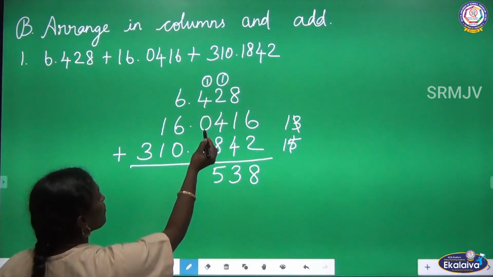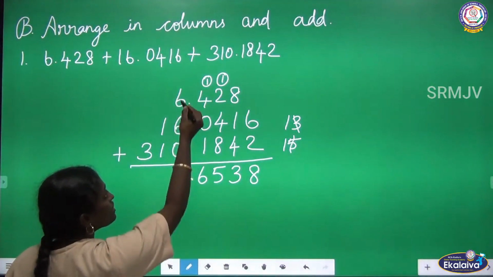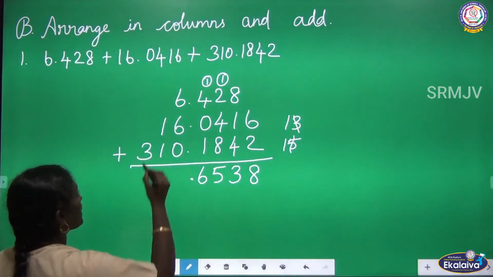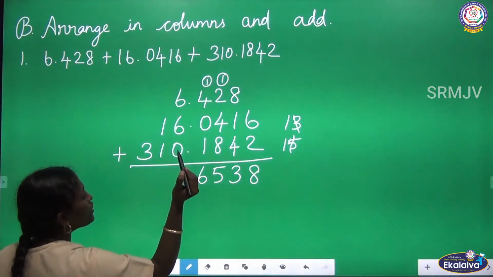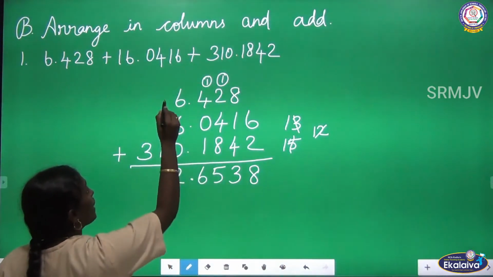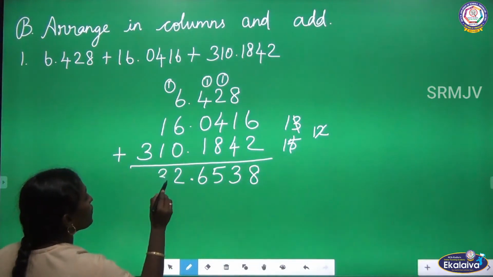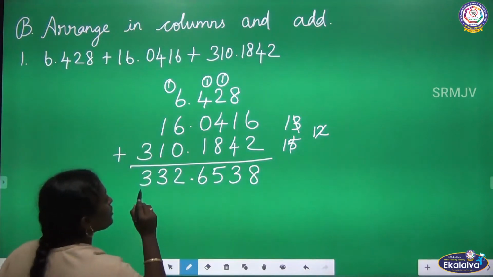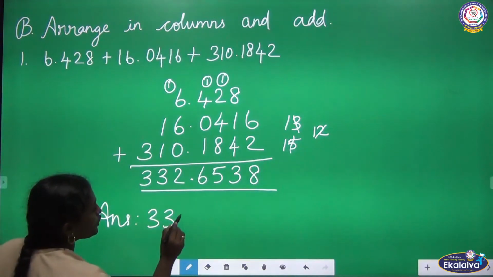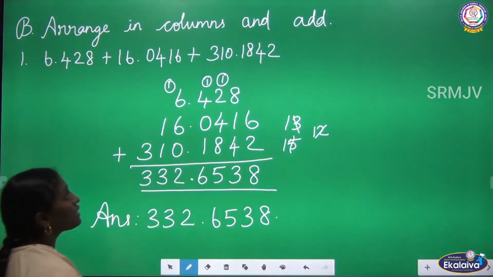1 plus 4, 5. 5 plus 0, 5. 5 plus 1, 6. Then we are going to add the whole number part. Before that, we have to keep the decimal point. 6 plus 6, 12. 12 plus 0, 12. So 12 is a 2-digit number. So 2 here. 1 is the carry over to the next place. 1 plus 1, 2. 2 plus 1, 3. Here 3. So the answer is 332.6538. Is it clear?